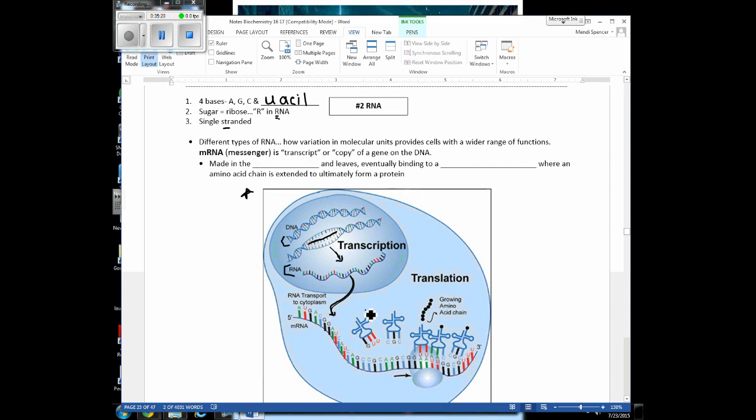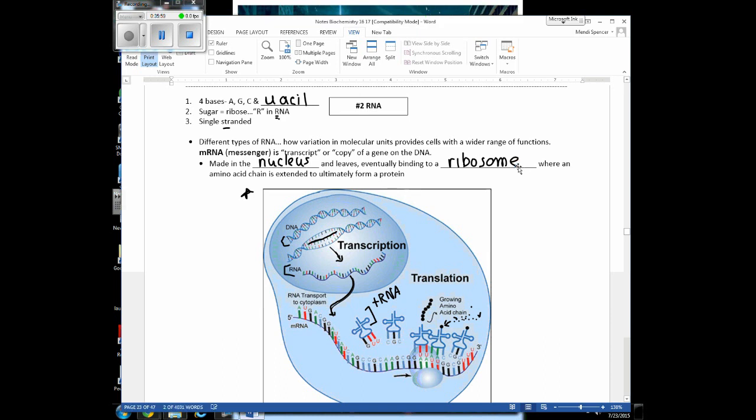Those tRNAs are going to bring the amino acids. So you can see that there's an amino acid right here that's hooked on to that tRNA, and it's going to bring it, and it's going to help these amino acids line up to make a protein or a polypeptide chain. So that mRNA is made in the nucleus. It's going to leave. It's eventually going to go out into the cytoplasm and find a ribosome.